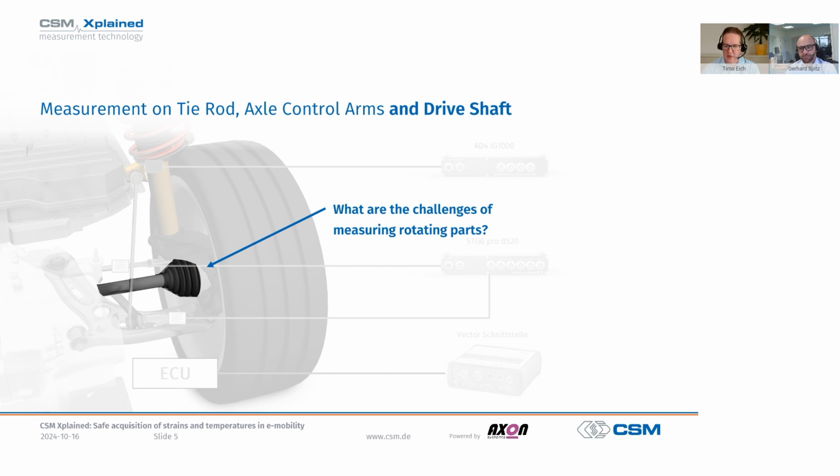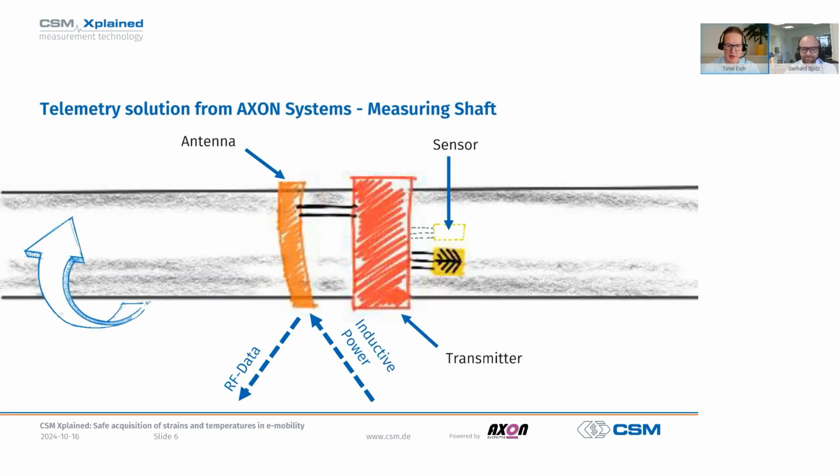Okay, and I think AXON wouldn't be that successful if you did not invent something very special in how your telemetry system is designed. And I think we see it here on the next page. Maybe you can say a few words. How does this principle work?